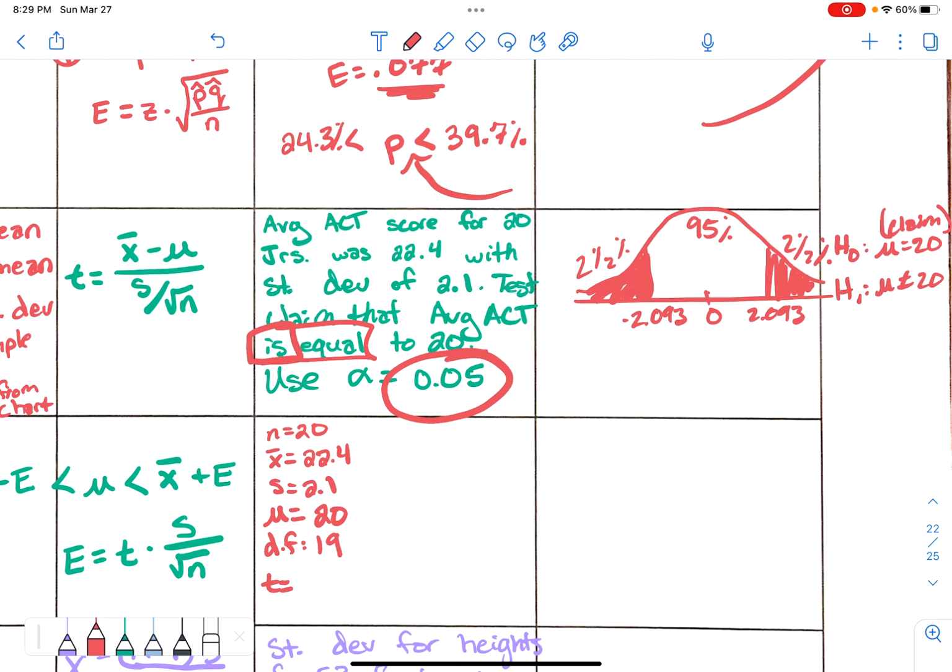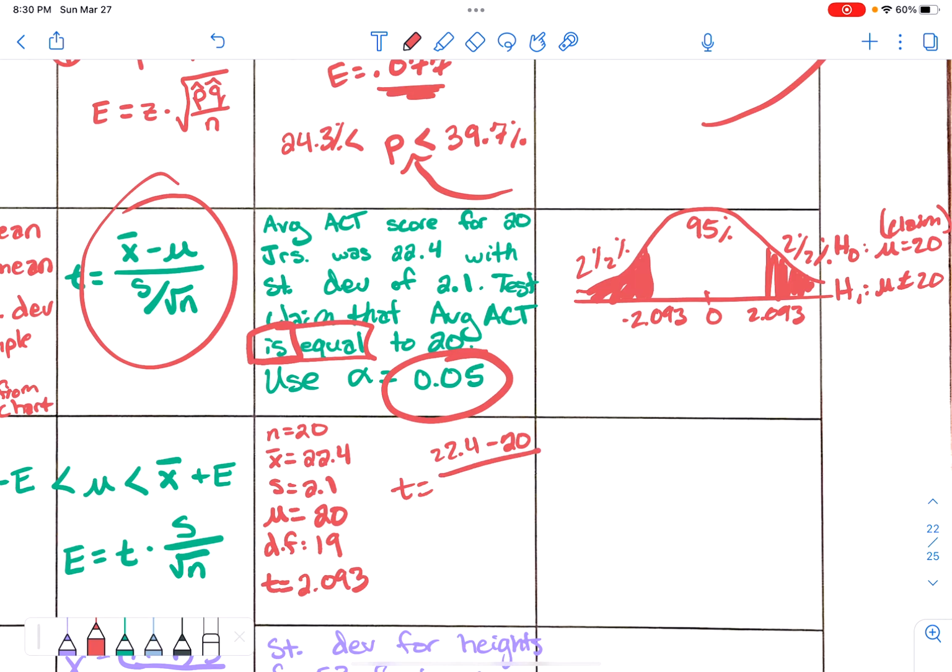And then we're going to calculate what T is using the formula. So, 22.4 minus 20 all over S, which is 2.1 over the square root of N.